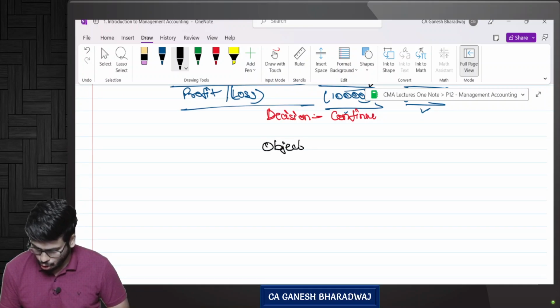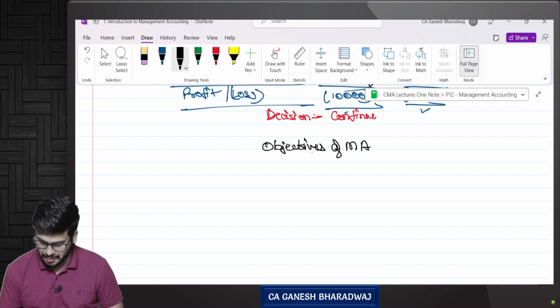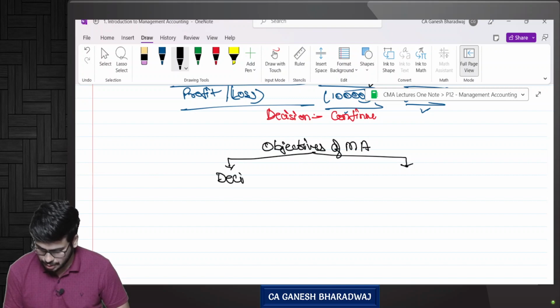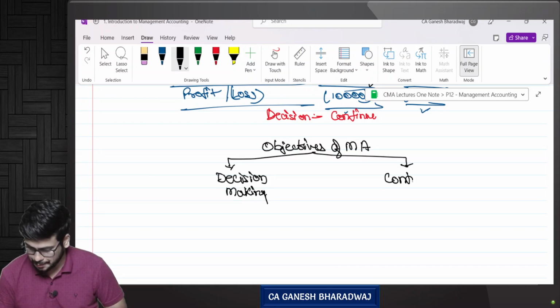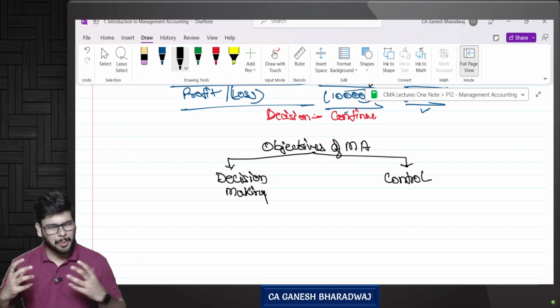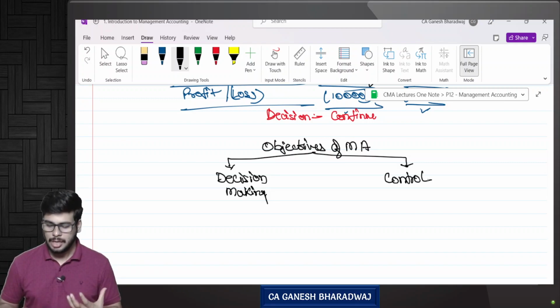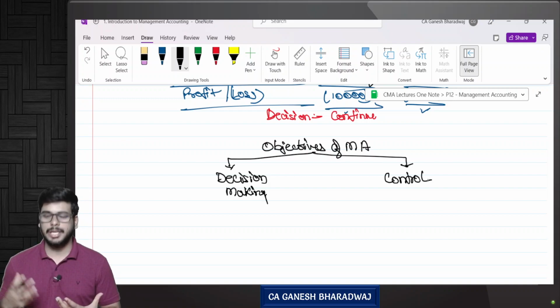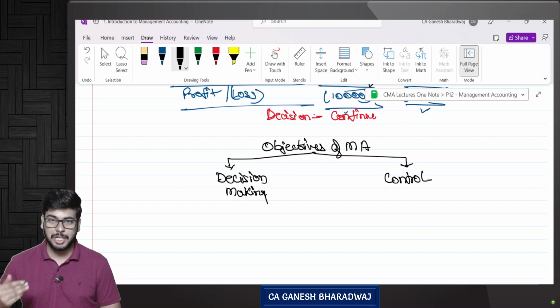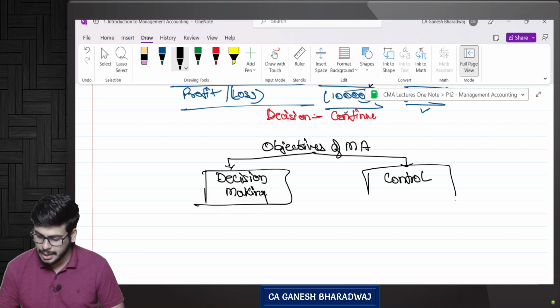So now broadly speaking, there are two objectives of management accounting. One is decision making. The other one is control. Broadly speaking, every single chapter revolves around these two things only: decision making and control. Broadly, this is what management accounting helps you achieve. The objectives of management accounting are decision making and control.